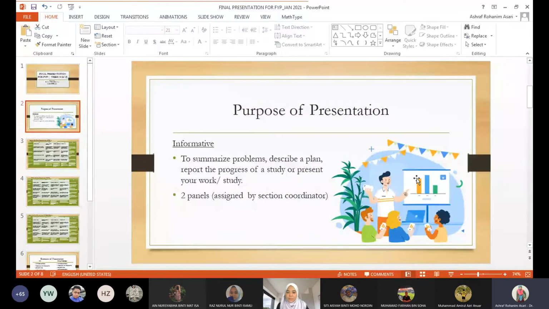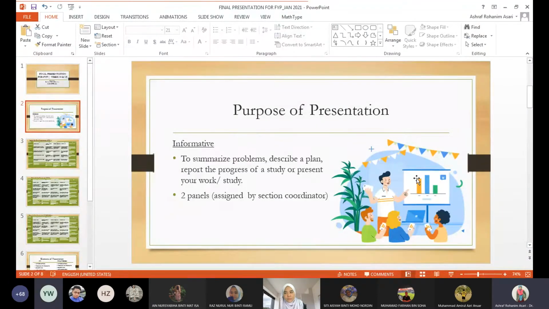So what is the purpose of the presentation? Of course, our presentation is one of the main assessments, which contributes around 20% to 35%. It depends on your program and your course. How many percent for FYP1 and for FYP2, please go back to your earlier slide about the percentage of presentation.